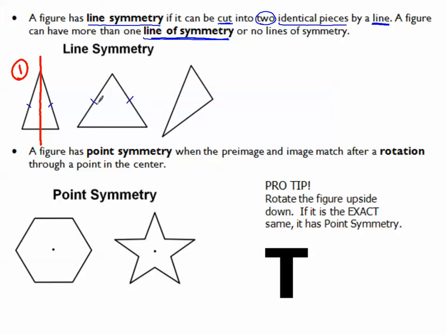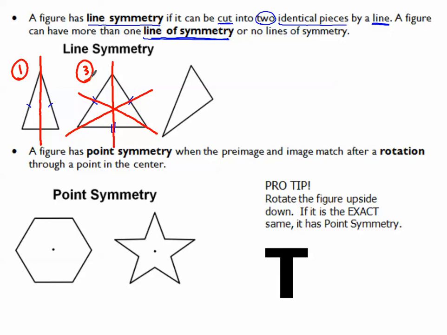This one is an equilateral triangle. How many lines of symmetry does the equilateral triangle have? I can draw one straight down the middle, but if I turn it, here's another straight down the middle, and I can turn it again and get a third straight down the middle. Cut it in half 3 times. There are 3 lines of symmetry.